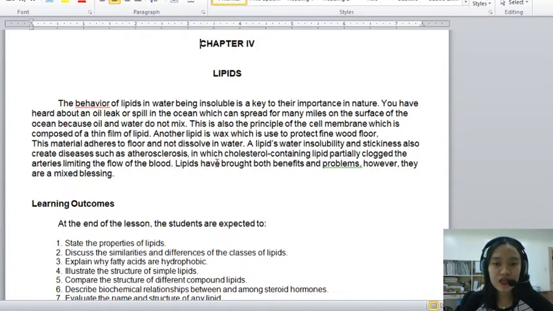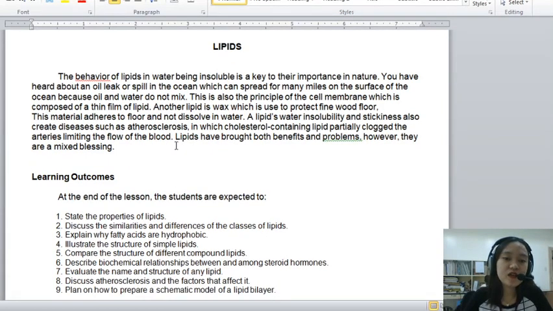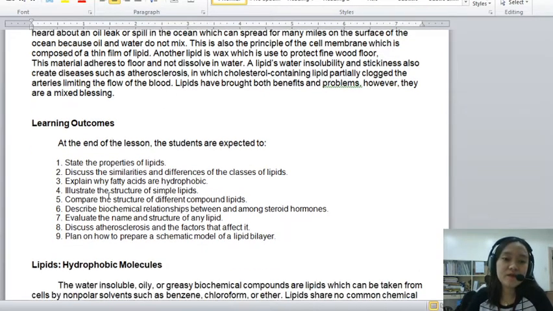So lipids have brought both benefits and problems. However, they are a mixed blessing. Okay, so your lipids have positive factors and also negative factors. It is just on the individual, sa tao lang no, kung paano mo siya gagamitin ng mabuti. Okay, so because your lipids are also included in a human's diet.